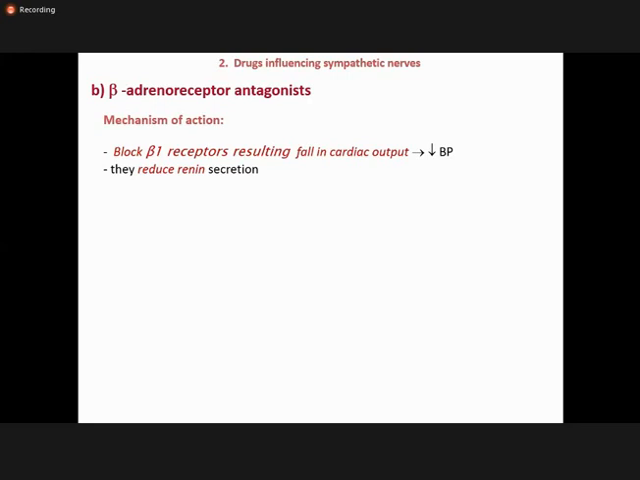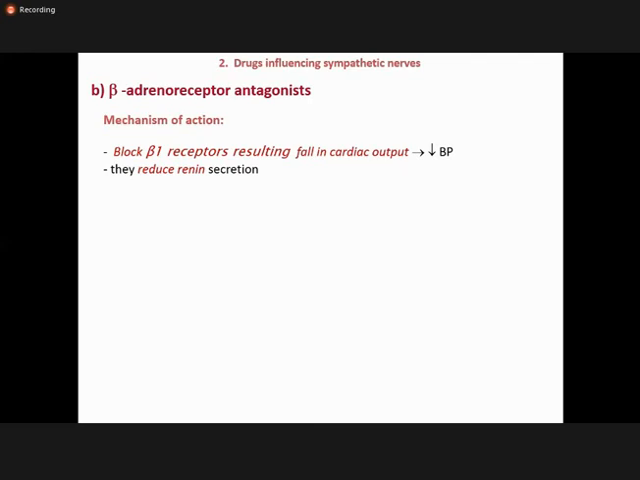Already I told you, beta 1 receptors are predominantly present on the heart, and another activity of beta 1 receptor stimulation is the increased release of renin from the kidneys. So when beta 1 receptor is stimulated, it stimulates cardiac activity, increases contractility, increases heart rate, right? When we block this receptor, what will happen? Decreased contractility, decreased heart rate, decreased cardiac output, decreased blood pressure. And it also reduces the renin secretion.